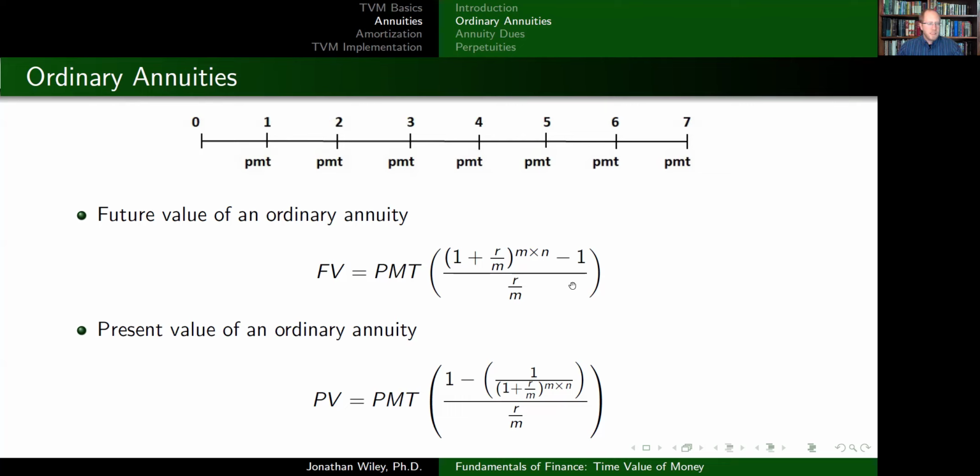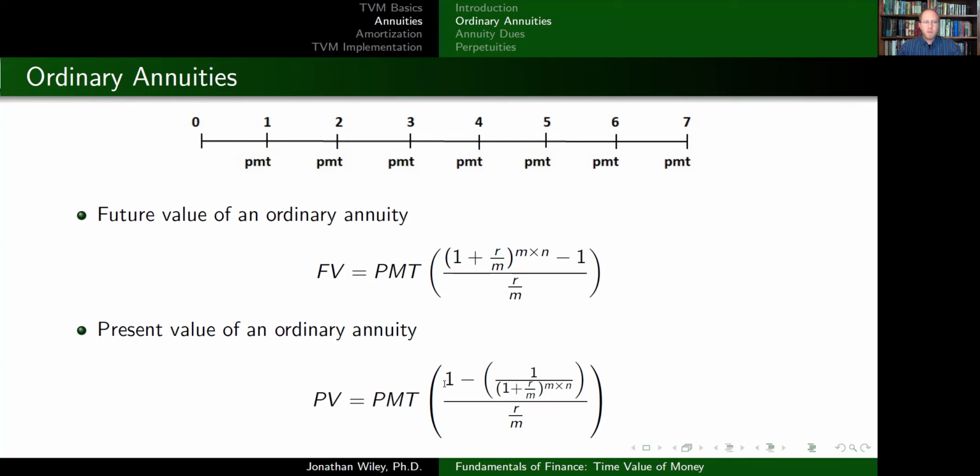Well, if you look at this, this was my future value up here. One thing that's worth noting is if I take that equation and I take that whole piece here and I divide it by 1 plus R over M raised to the M times N, then this formula pops out.